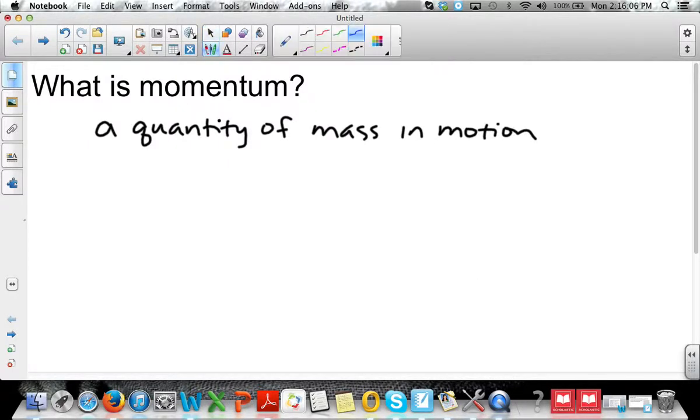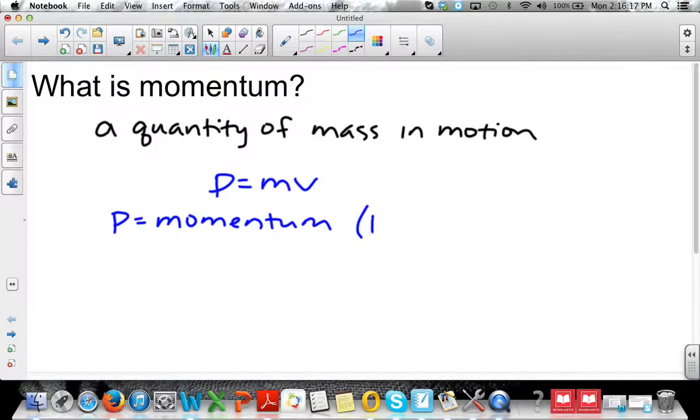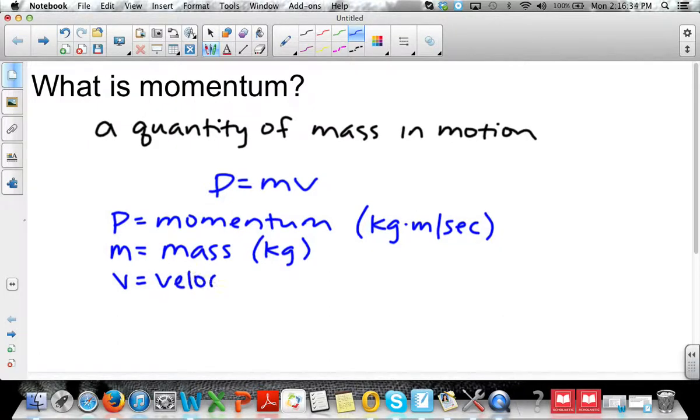So formula: P equals mv. So P is momentum, and the units are kilograms times meters per second. And then M is mass. Those units are still kilograms. V is velocity, and those units are still meters per second.